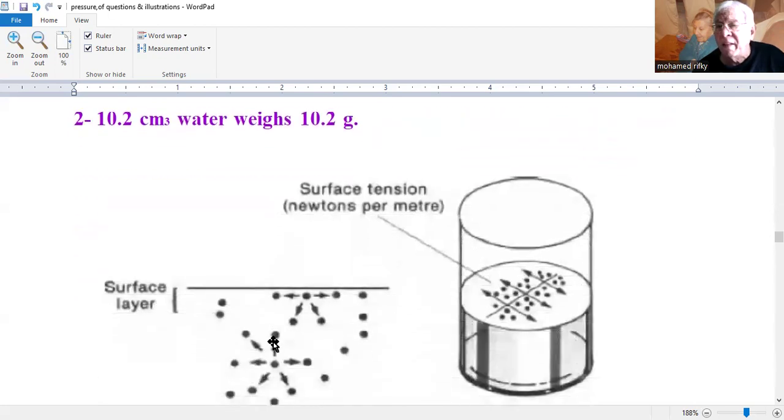This is the surface tension. As you can see, on the surface, the attraction between the molecules is only downwards. Upwards there is no attraction, whereas the molecules in the middle are attracted in all directions. So the surface is stretched like a skin, and this is called the surface tension.